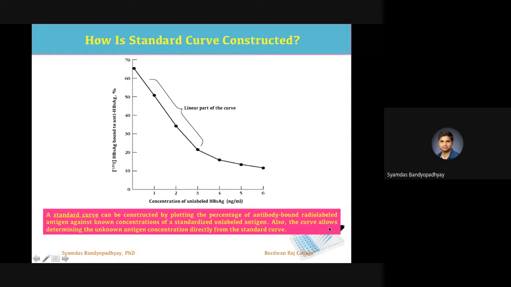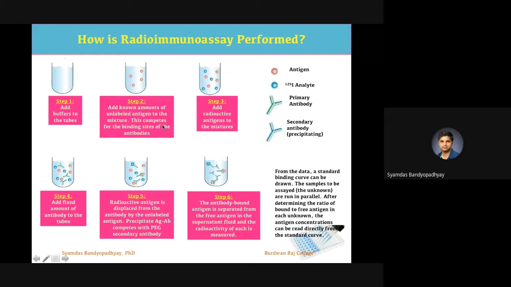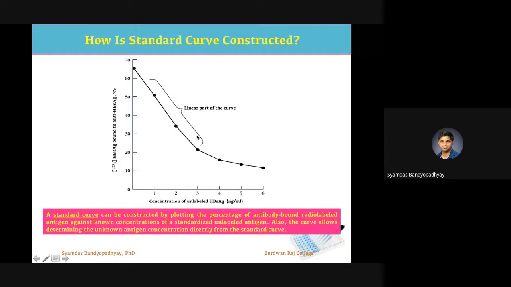So this curve allows determining the unknown antigen concentration directly from the standard curve. So far we have described the construction of the standard curve using RIA, or radioimmunoassay. Now if you have a sample of which you do not know the concentration of the antigen, you simply put it in this curve and then you can calculate the value. So that will give you the exact concentration present in the sample.